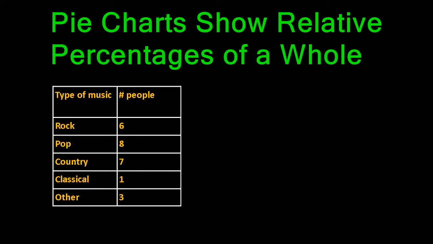Let's practice creating a pie chart by using some raw data. Let's say that you polled your classmates to find out what type of music was everyone's favorite. Let's say there are a total of 25 students in your class. 6 of them said that they liked rock music. 8 people said they prefer pop. 7 prefer country music. 1 person said that they prefer classical music. And 3 people decided that there was some other genre of music that they prefer.